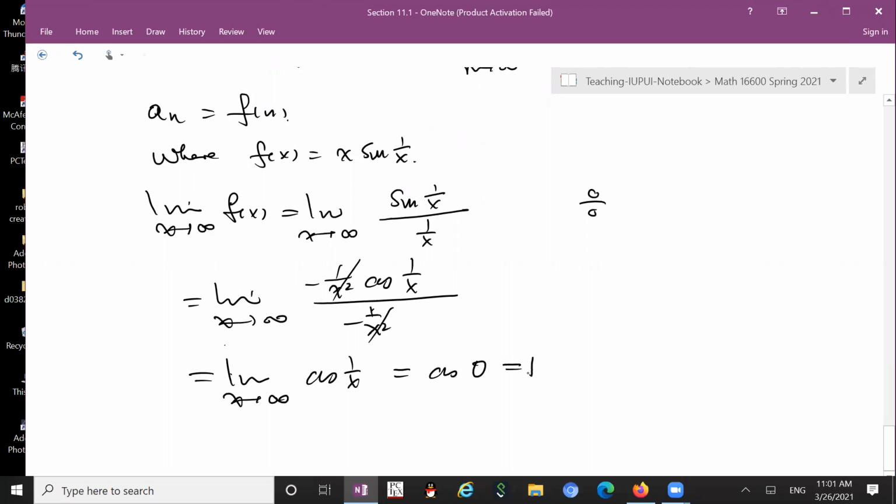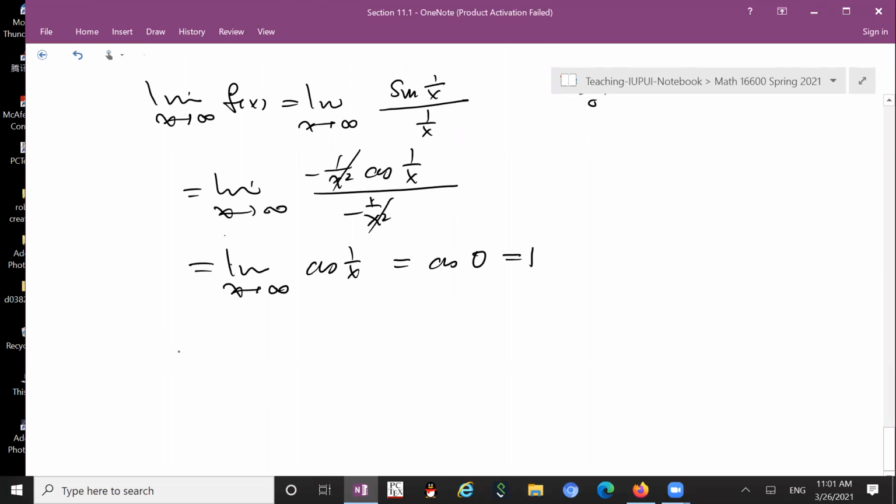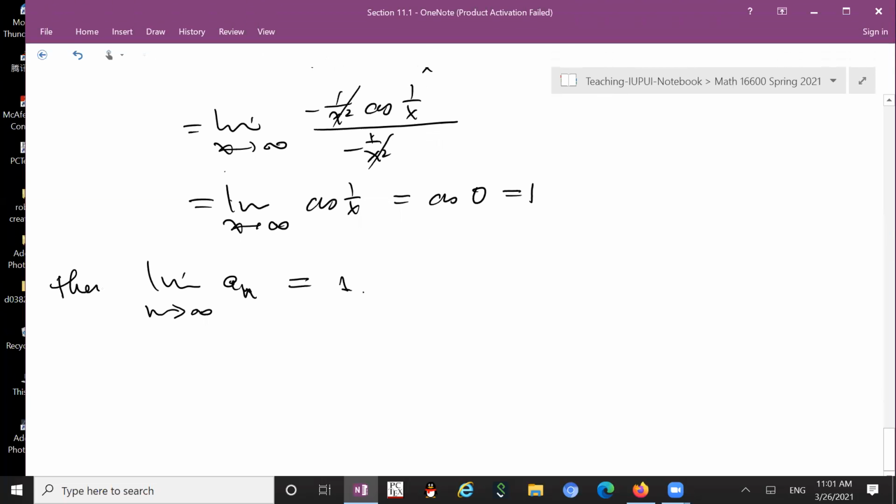Then you can say that the limit of a_n is going to be 1. For a correct solution, you have to change the variable, because you cannot apply L'Hôpital's rule to the variable n. n is not a continuous variable, although you can think of it that way.